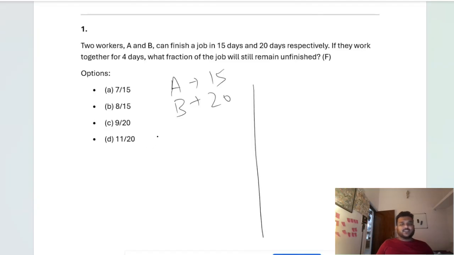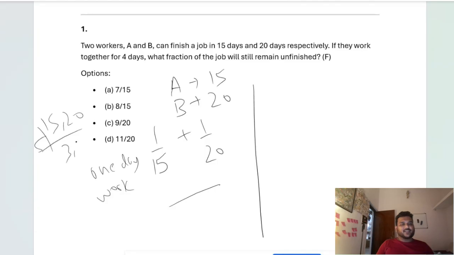First is pretty straightforward, where as soon as I get to know that A does the job in 15 days, I know 1 day work will be 1 by 15 for A. 1 day work for B will be 1 by 20. Take the LCM. What is the LCM of 15 and 20? I don't think there should be any confusion, but this is the standard way of doing it. So 5, 3, and 4, I can't take any more division. So 60 units is the total. 60 is the LCM. So 4 plus 3, 7 upon 60. Am I right?